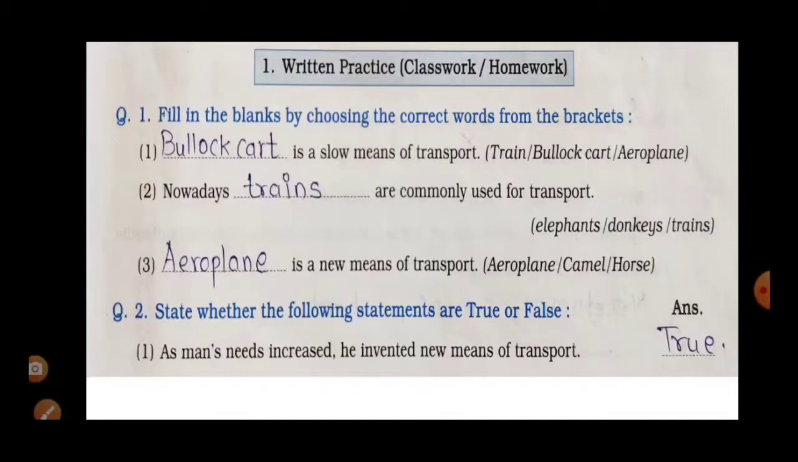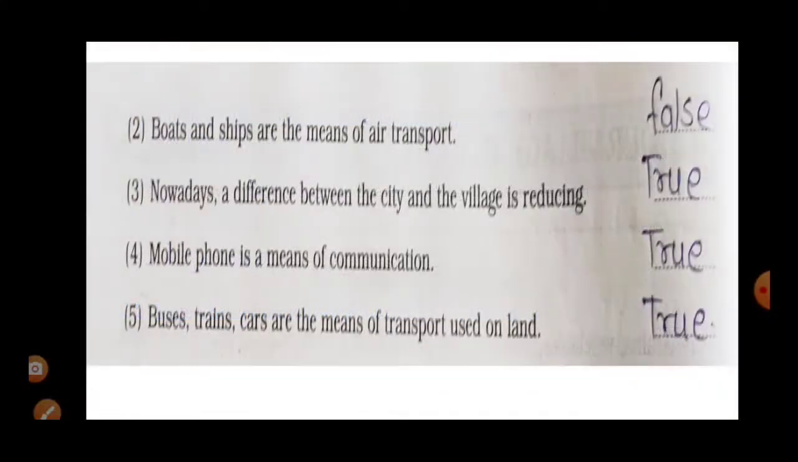Question number 2. State whether the following statements are true or false. First one. As man's needs increased, he invented new means of transport. Answer is true. Now we will continue with the true or false with number 2. Boats and ships are the means of air transport. Answer is false.